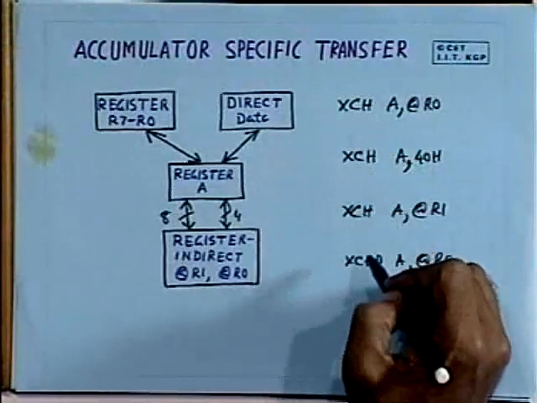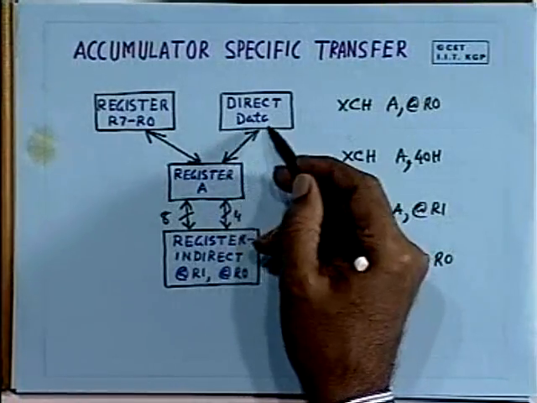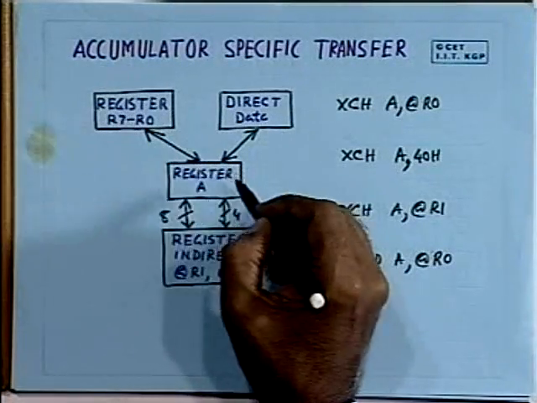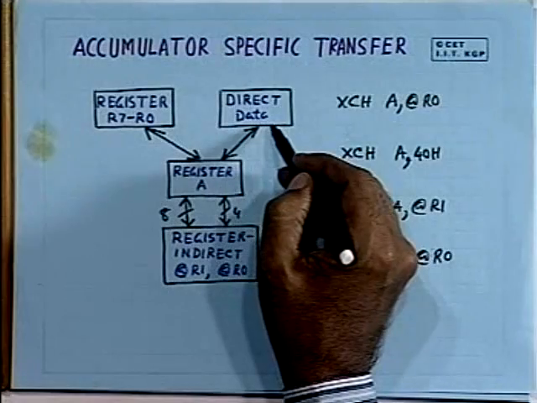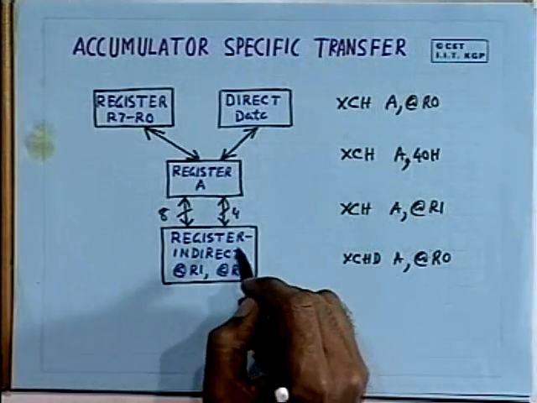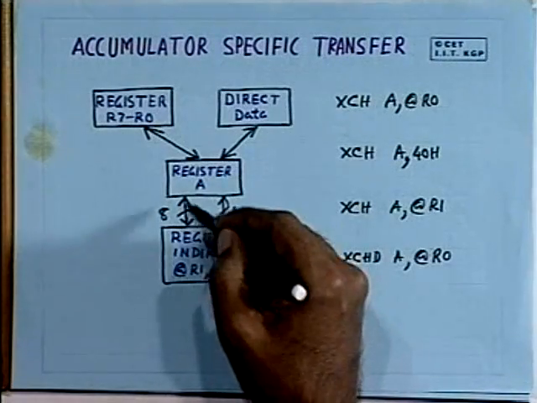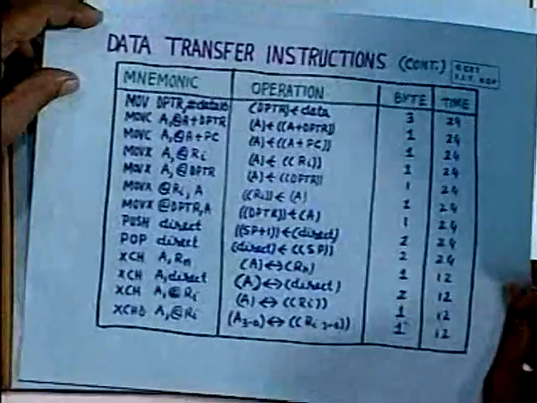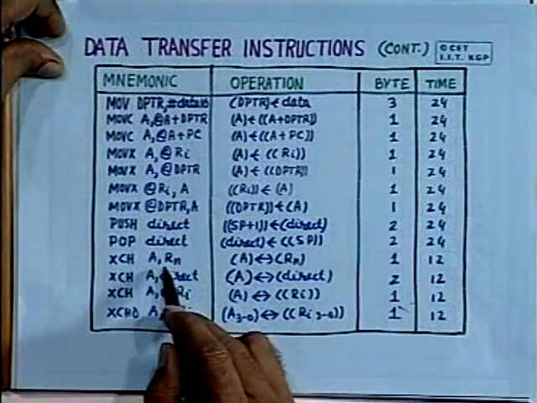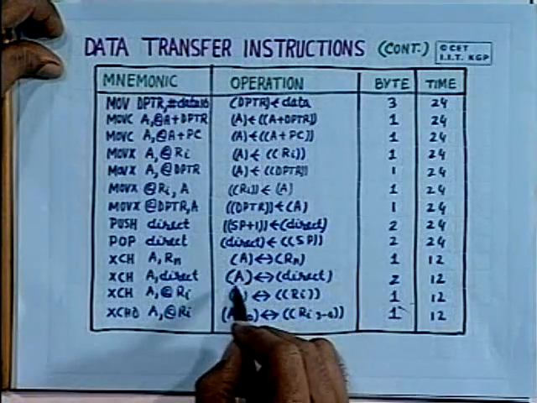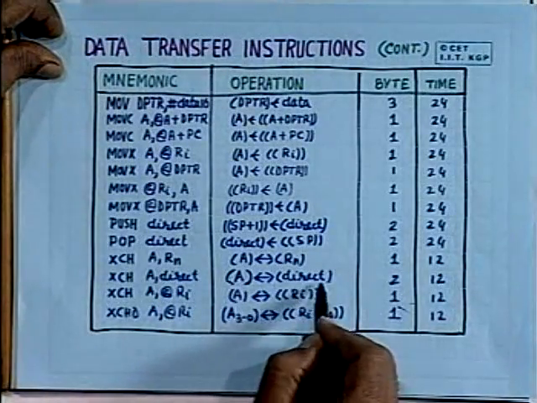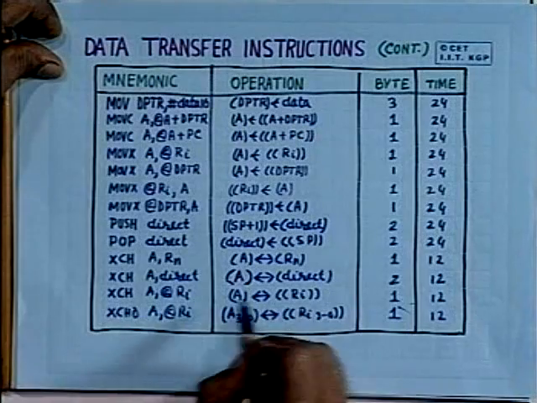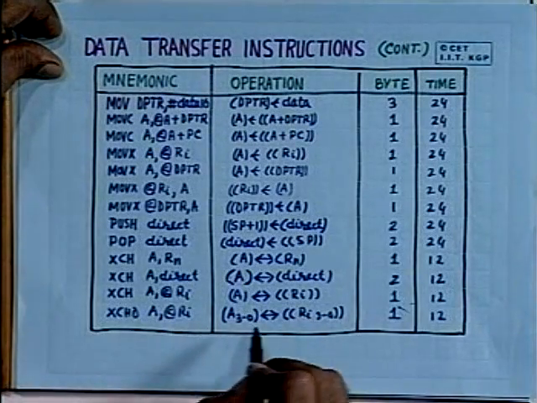And here is the exchange instruction that takes place between any of the registers and direct data, accumulator and any of the registers, accumulator and any direct address in the internal data RAM, and also you can use register indirect addressing, where it can be between a register and any one of the RAM locations, which is shown here. Exchange A to any one of the registers, A and any direct address within the internal RAM, A and any one of the internal RAM locations by using indirect addressing.